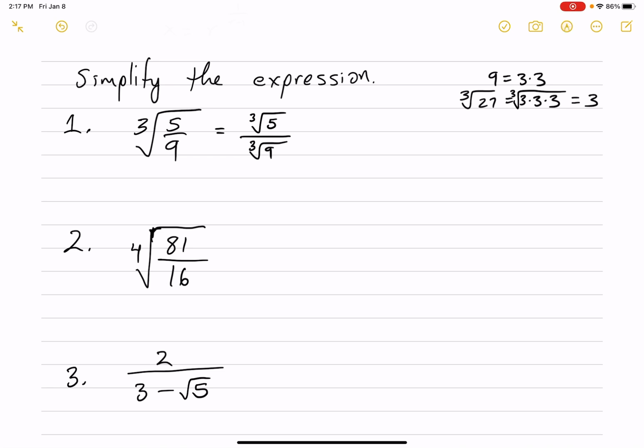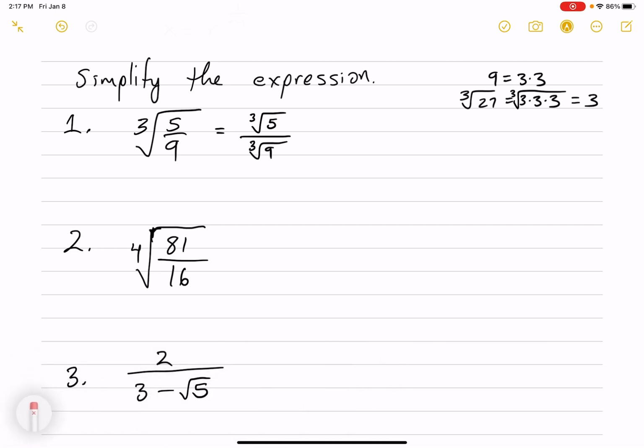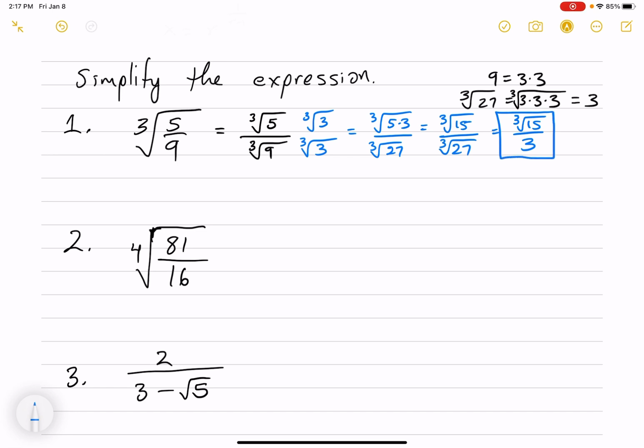So what I'm going to do is multiply both sides, both top and bottom, by the cubic root of 3 and the cubic root of 3. That way we could have here the cubic root of 5 times 3, which is the cubic root of 15, divided by the cubic root of 27 and the cubic root of 27, which is the cubic root of 15 over 3. And this is exactly what we need to do when we simplify expressions. We try to leave the expressions with no roots, no radicals on the denominator. So keep that in mind.